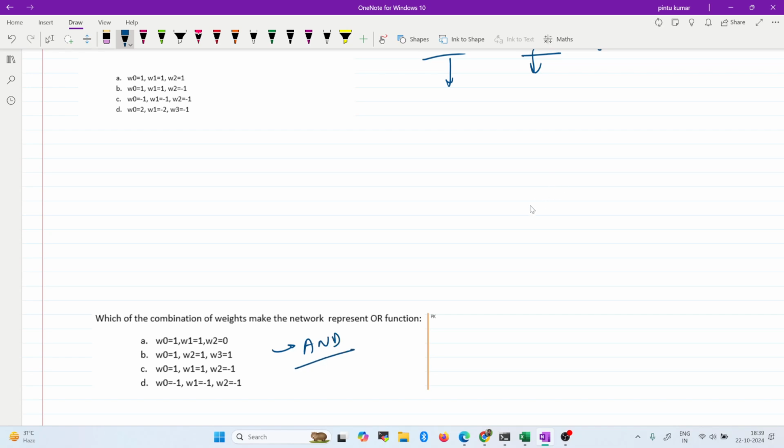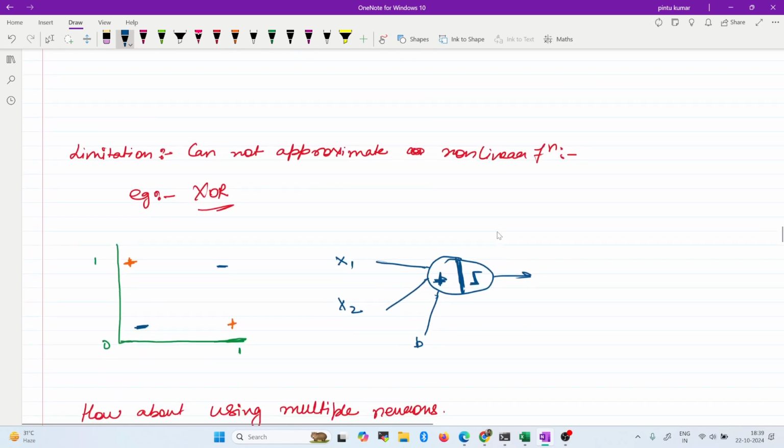Now the next question was, can it represent all binary functions? By all binary functions, I mean those whose inputs are binary and output is also binary. It turns out there is a very common function called the XOR function. If you have 0, 0, the answer is false. This is 0, this is 0, this is 1, this is 1. If one of them is 1, then your output is 1. If both of them are the same, then the output is 0. If you look at this example, this is actually not linearly separable.